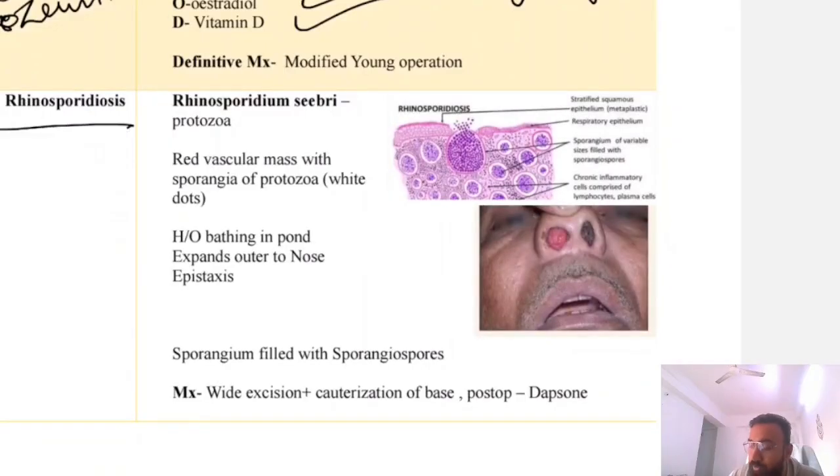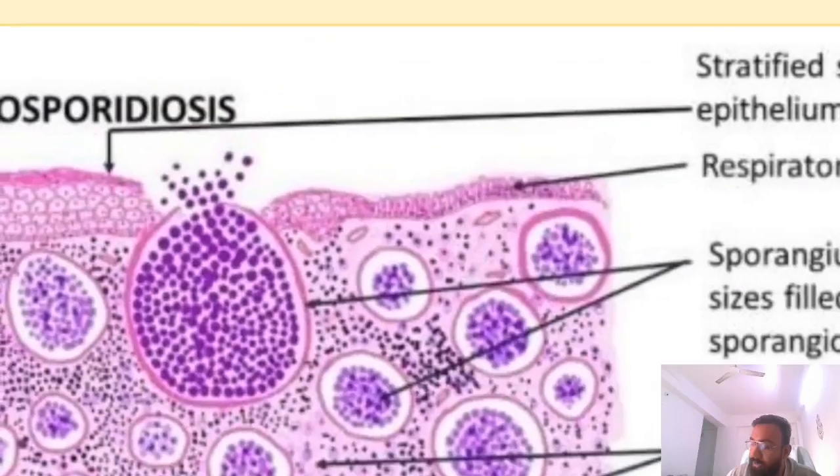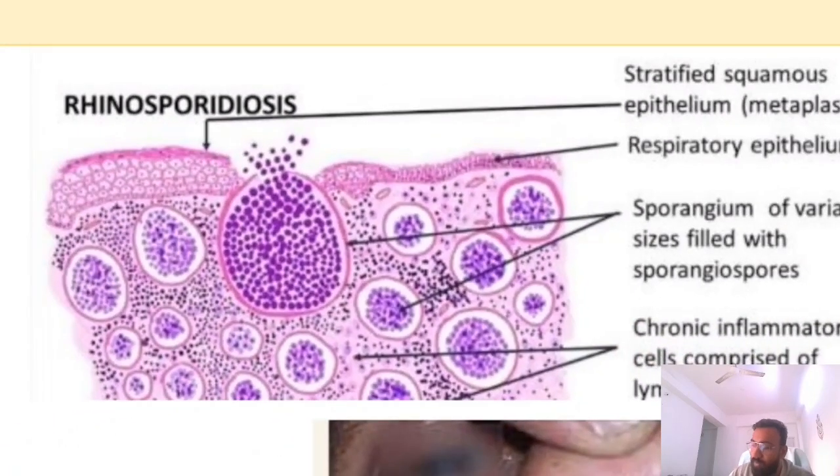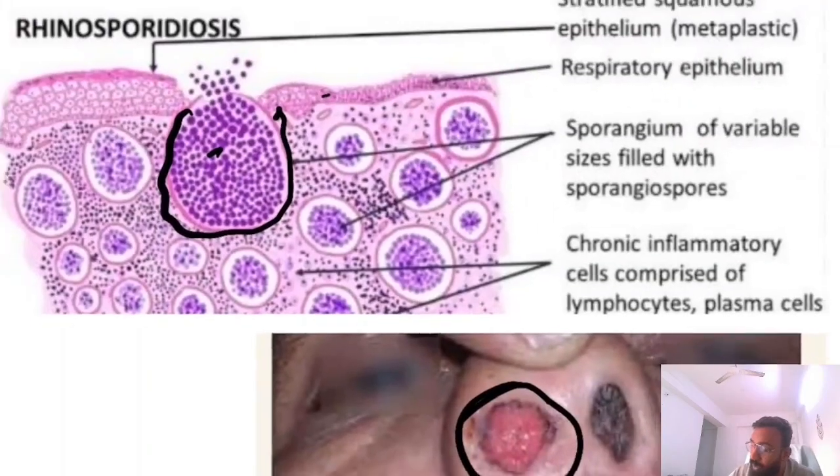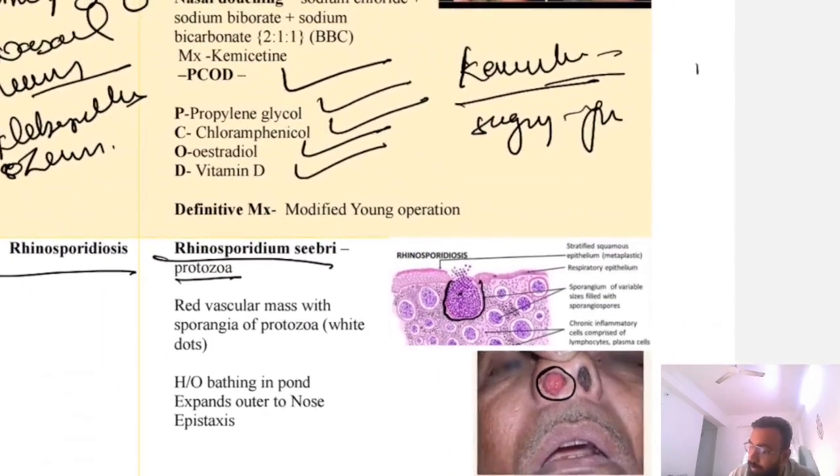Next is rhinosporidiosis. So rhinosporidiosis is caused by Rhinosporidium seeberi. It is a protozoa. You can see this is the histology of rhinosporidiosis. You can see this is the respiratory epithelium. These are various sporangia. It is an inflammatory infiltrate composed of lymphocytes and plasma cells. You can see this is the sporangia. It is a red vascular mass with sporangia.